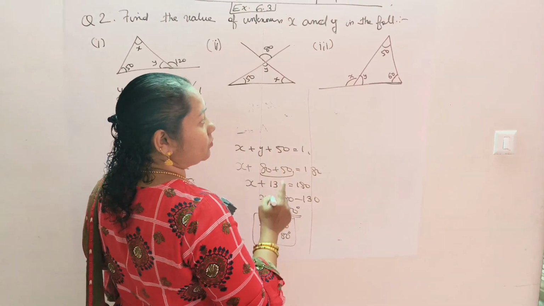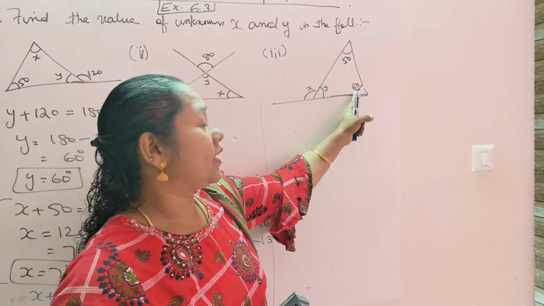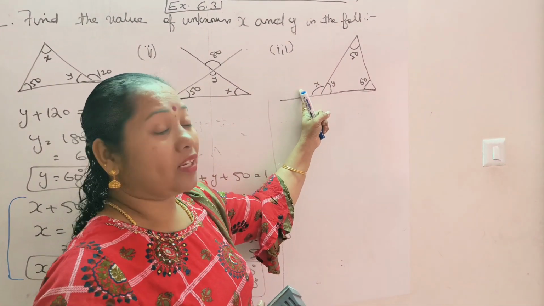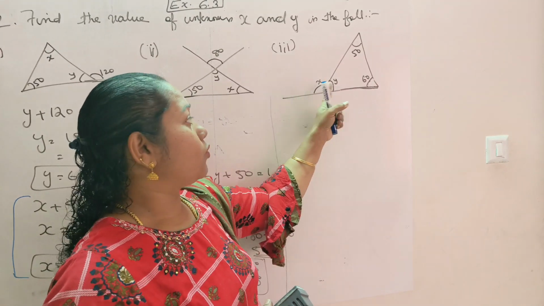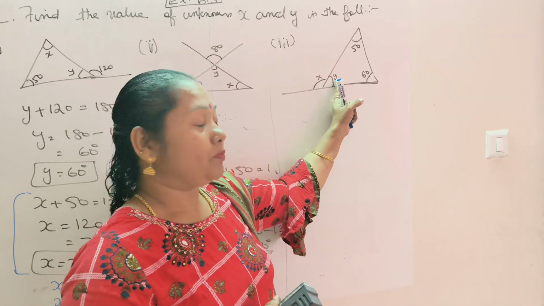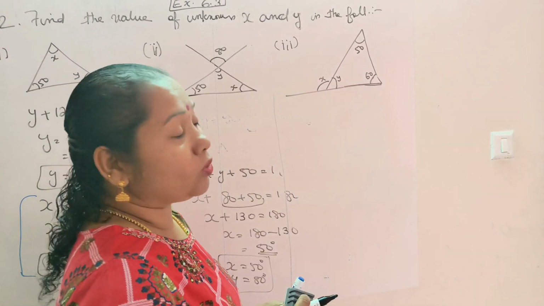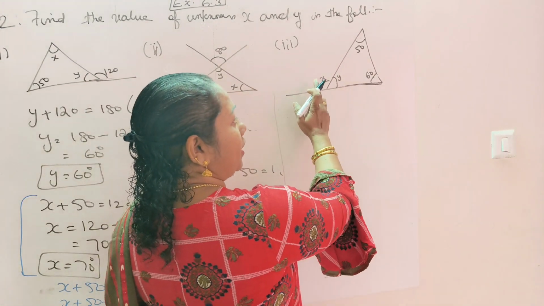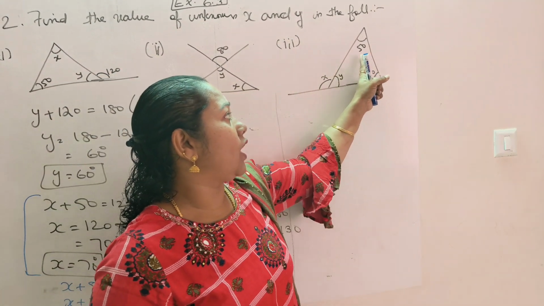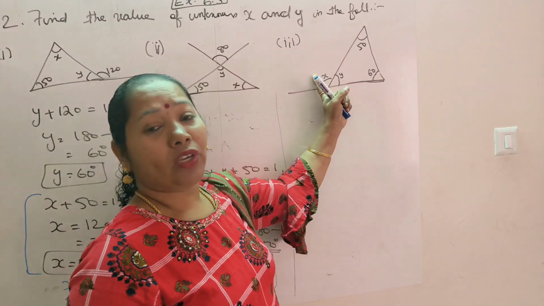In this triangle, one angle is 50 degrees, the other angle is 60 degrees, and the third angle is unknown, that is y, and the exterior angle is given as x. So we have to find the value of x and y. x is the exterior angle and y is the interior angle. So in this one also, you can use both ways. For the exterior angle x, the exterior angle is equal to the sum of the interior opposite angles. So x is equal to 50 plus 60, 110 degrees. In this way you can get x.